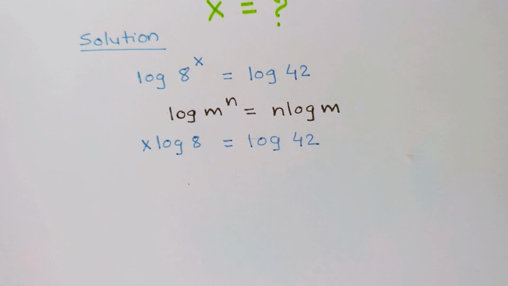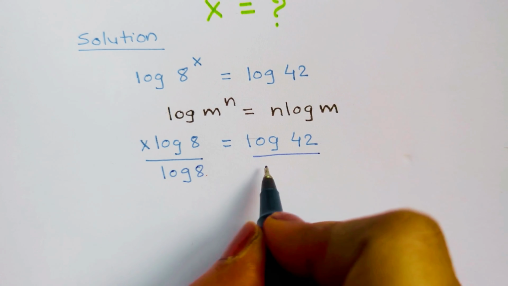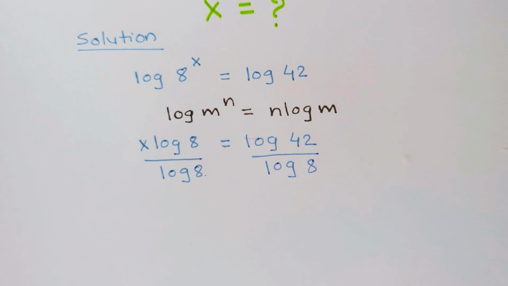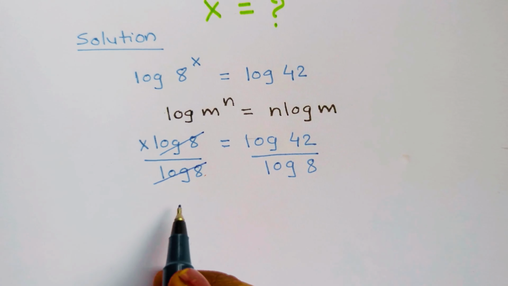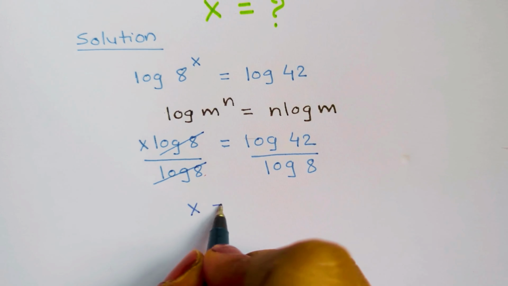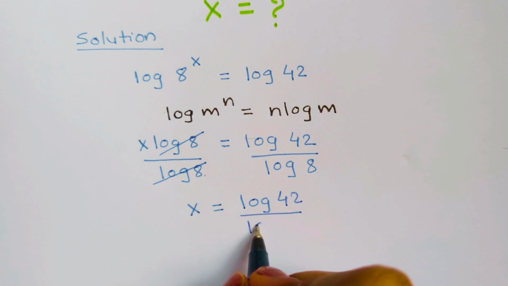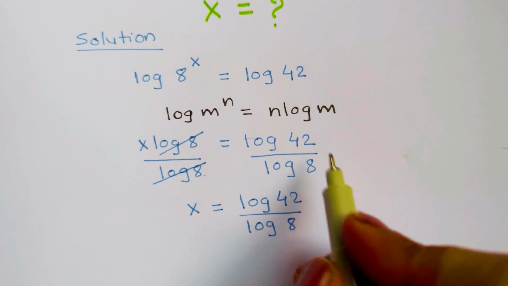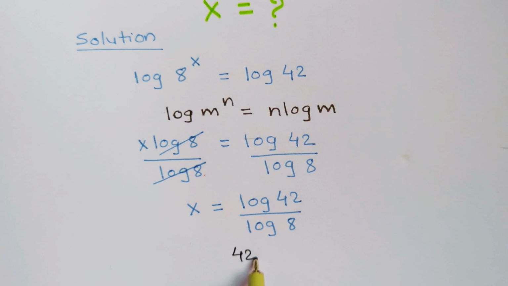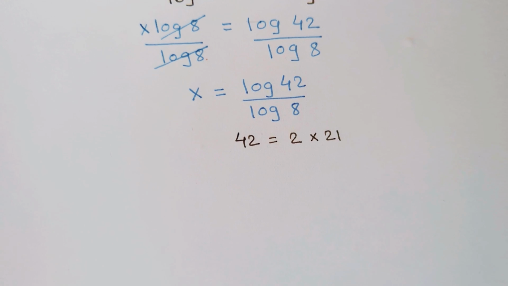log 42. Now let us divide by log 8 on both sides of the equation so that we can cancel the log 8 on the left hand side, so that on the left hand side only x remains. So x is equal to log 42 divided by log 8. Now this 42 can be written as 2 into 21. Let's replace the value of 42 in our equation with 2 into 21.